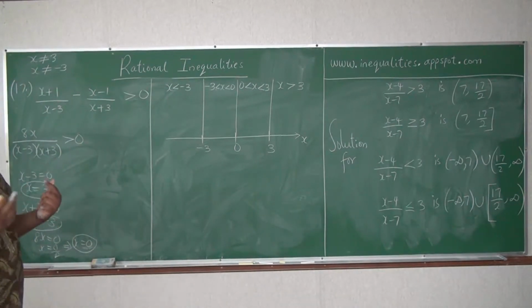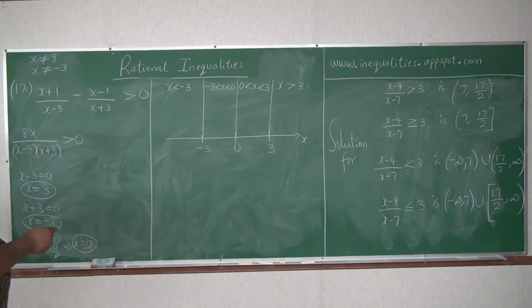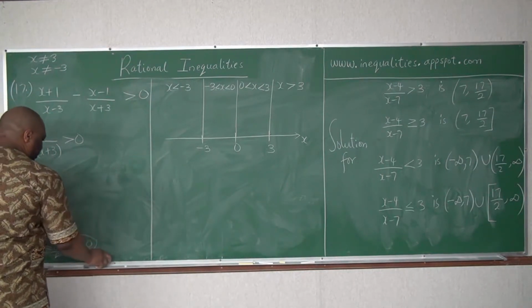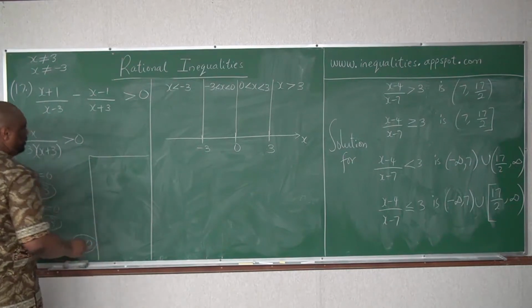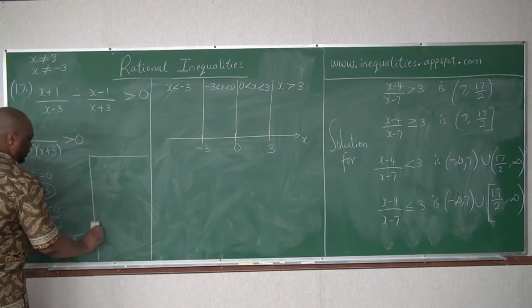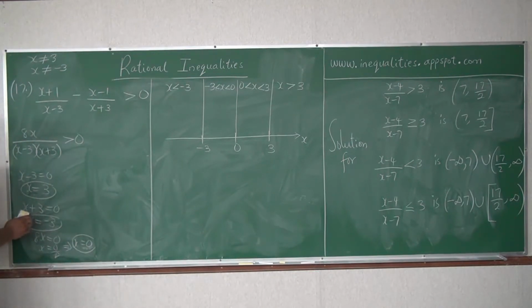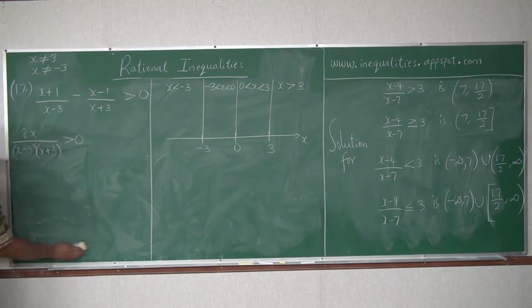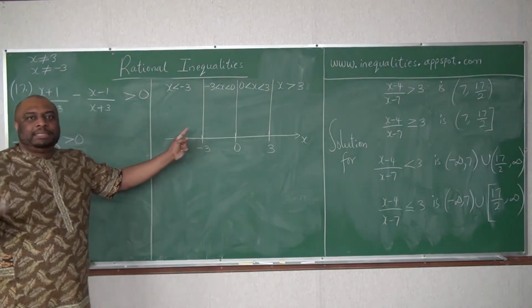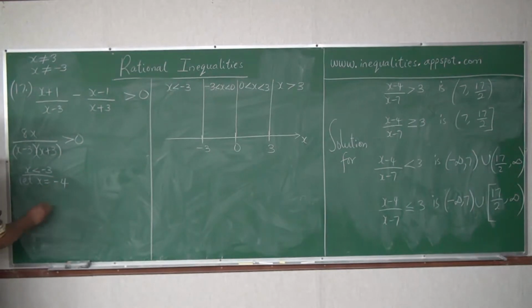We now begin to test each of them one at a time. So I'm going to just come here. I will use this spot. Let me go ahead and erase this here, so I can have enough space. So we start with x less than -3. Let x be any number here. We pick the easiest number, -4.